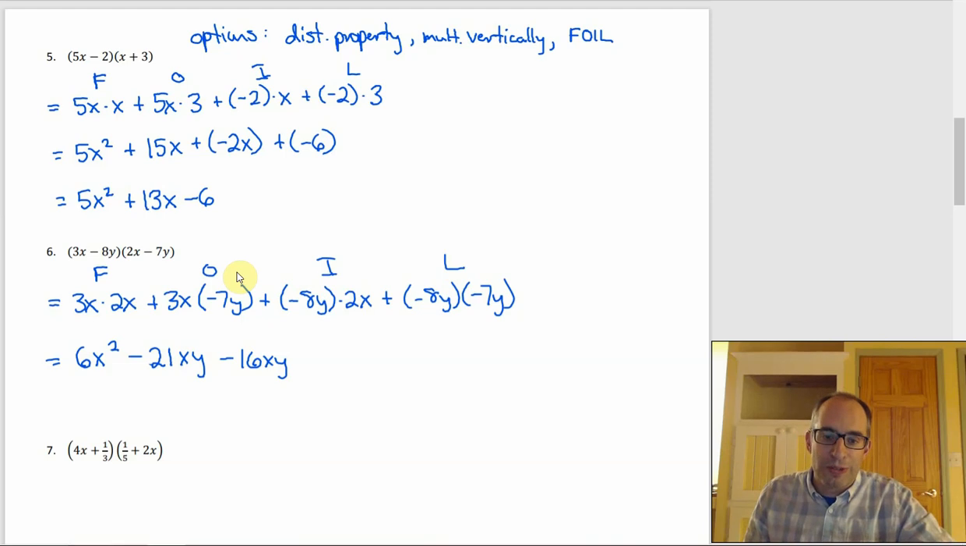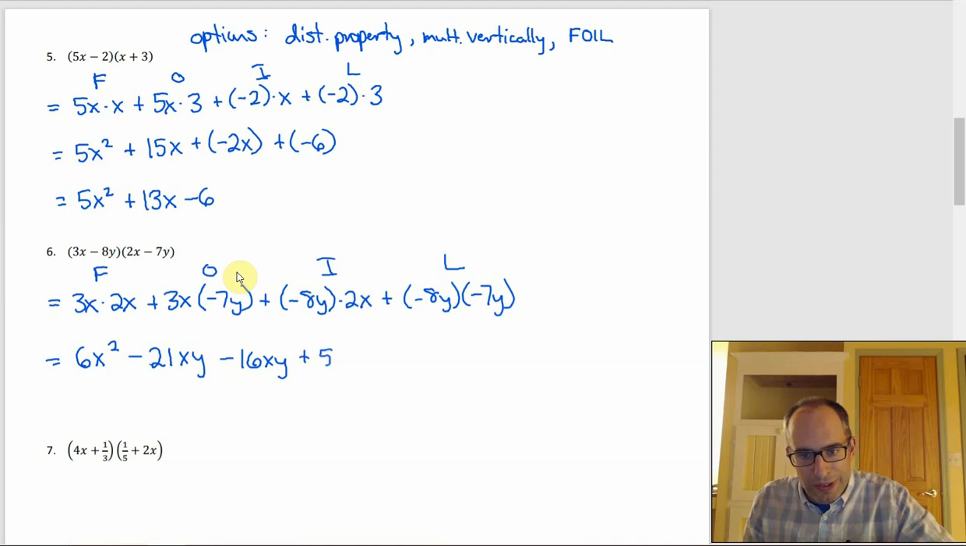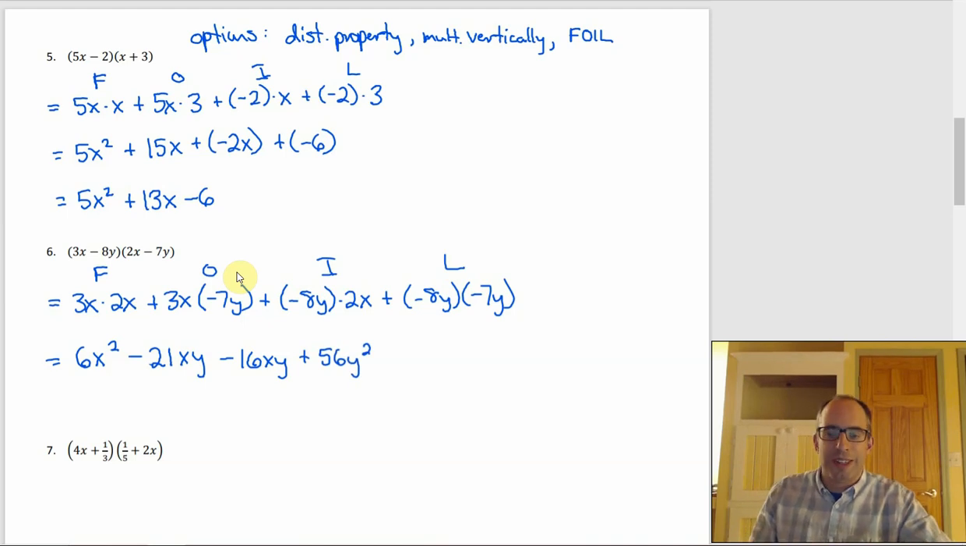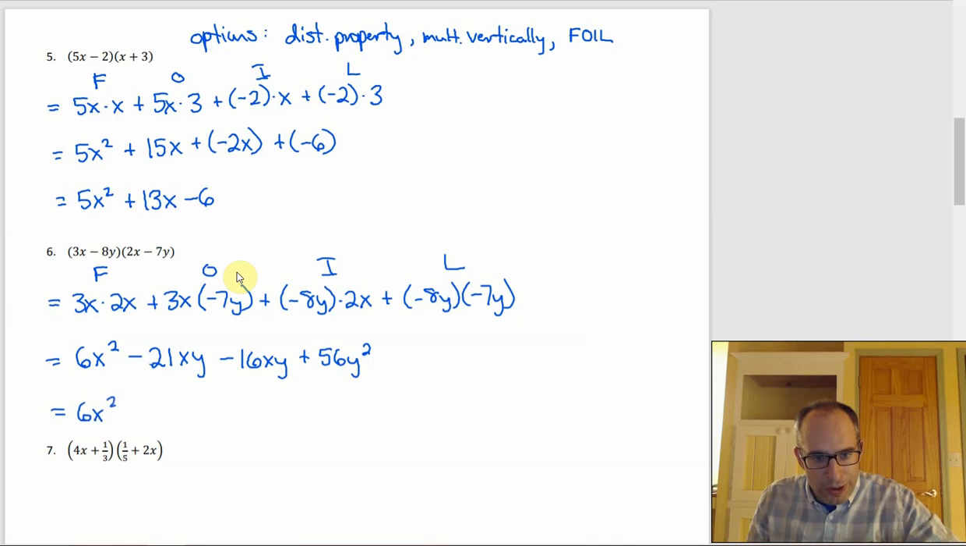So I'm really just kind of rewriting the second one and getting the X first, but I'm doing it so that it's more obvious that these two terms can combine together. And then the last part, negative times a negative is a positive, so this is plus 56y squared, right? A times 7 will give you the 56, then y times y will give you the y squared. But you can combine here, so negative 21 minus 16 is minus 37. So this would be 6x squared minus 37xy plus 56y squared.